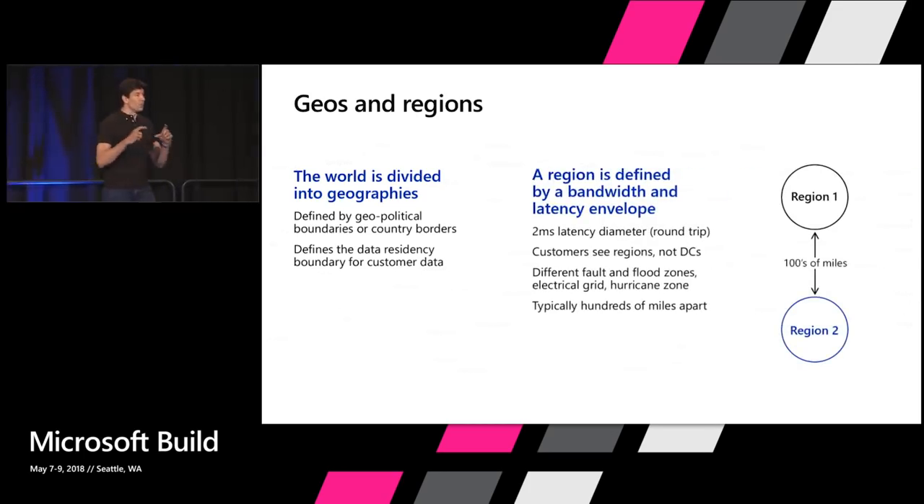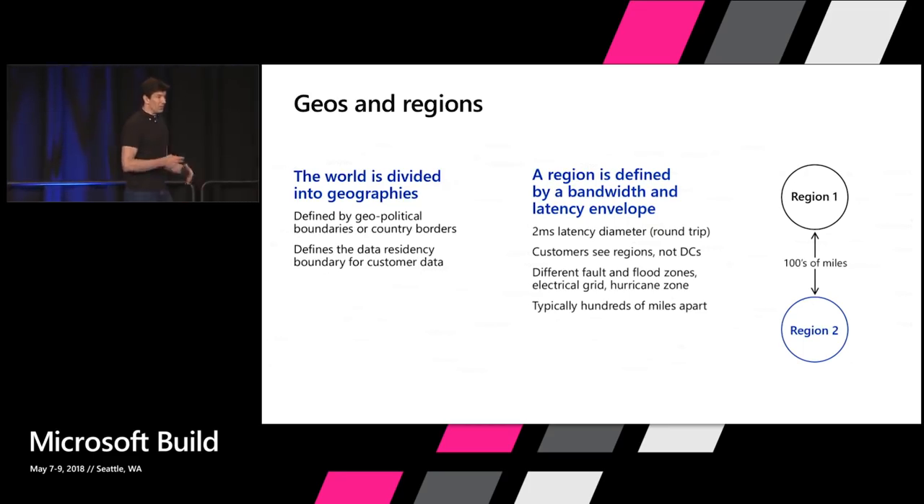Then we define regions within geographies. And for every geography, we have at least 2 regions. We define a region as a latency boundary. So any data centers within that region, and many of our regions have multiple data centers, have to be within 2 milliseconds round trip latency of each other, less than 2 milliseconds. So our target is less, but we guarantee 2 or less.